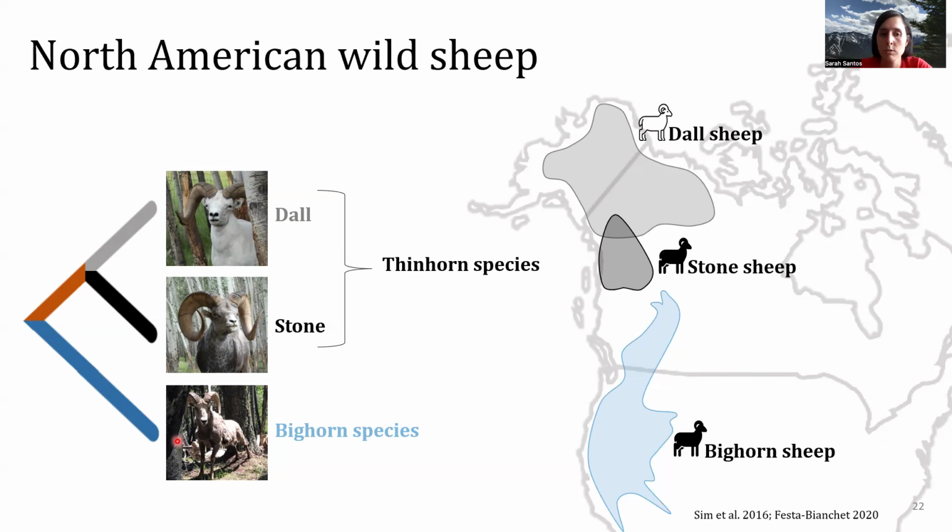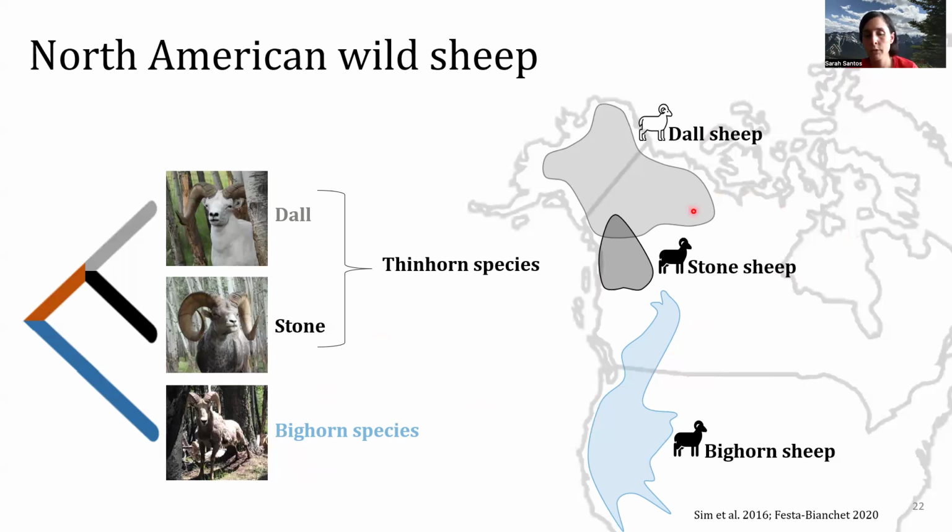Thinhorn also has 2 subspecies, Dall and Stone. As you can see here, Dall has this white coat color, and then Stone is darker, which is more similar to bighorn sheep. But they're different species, so Stone and bighorn are different species, but they look more similar than Stone and Dall. But as the name shows, thinhorn sheep have a thinner horn compared to the bighorn. So there are different species there.